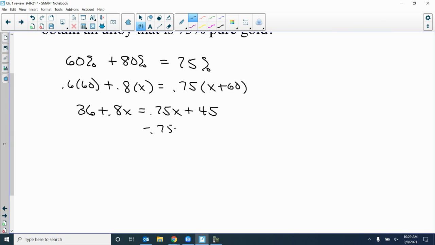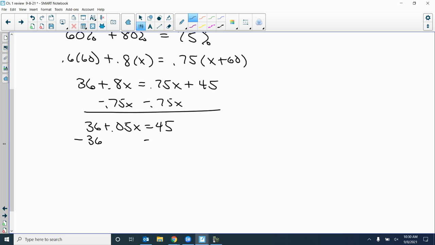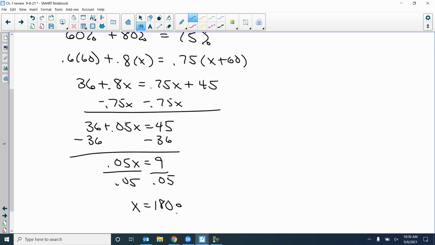Subtract 0.75X from both sides, and I get 36 plus 0.05x equals 45. Subtract 36, and I get 0.05x equals 9. Divide, and I get x equals 180 grams. Okay. Justin, you get the same thing? No? What'd you get? I got 80. 80 grams. You got 80?